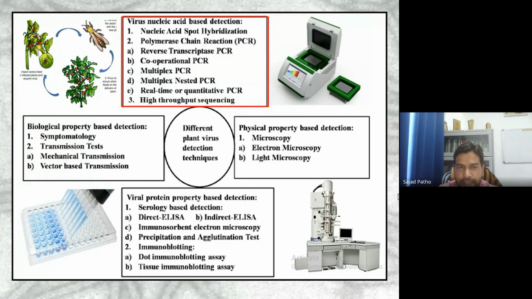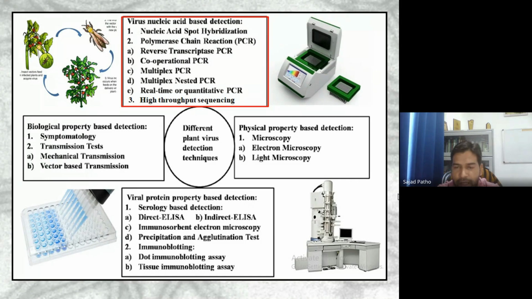You can see a number of approaches here, and most importantly, we are using the polymerase chain reaction, then reverse transcriptase PCR, which we mostly use for viruses, multiplex PCR, where we can detect more than one pathogen in one go, and then we have real-time or quantitative PCR, where we can get more sensitivity from this PCR technique, or we can quantify how much pathogen is there.